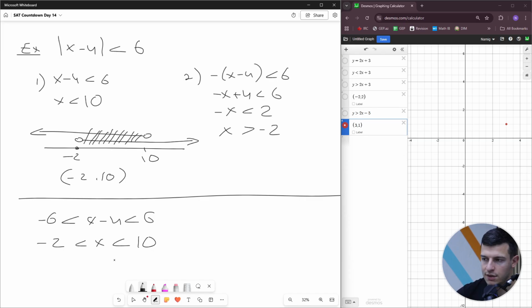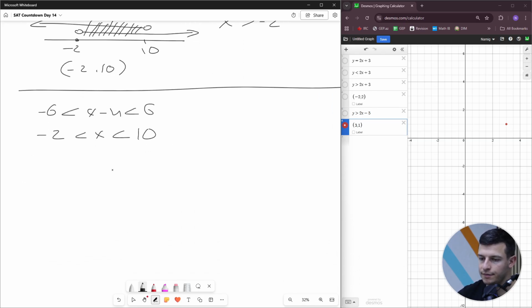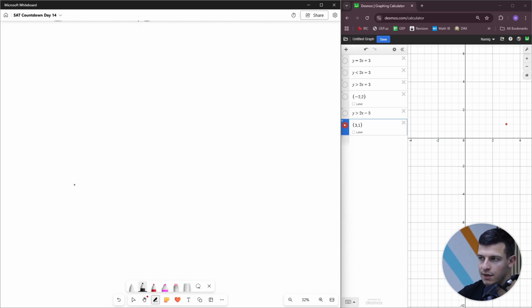Now as you can see, this is much quicker than the first version I did, but I like the first version because it really helps you to understand what is actually happening. But once you understand that, then you can do it quickly. Let's do one more example on this one before we move on. So we've got the absolute value of 2x plus 3 greater than 7.